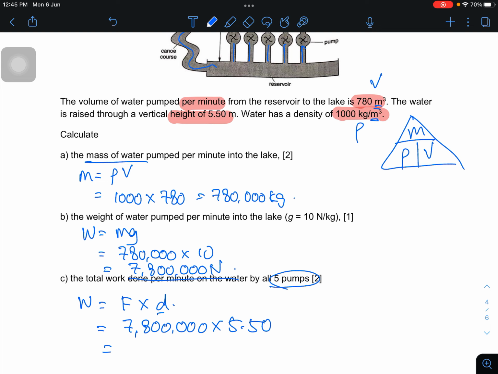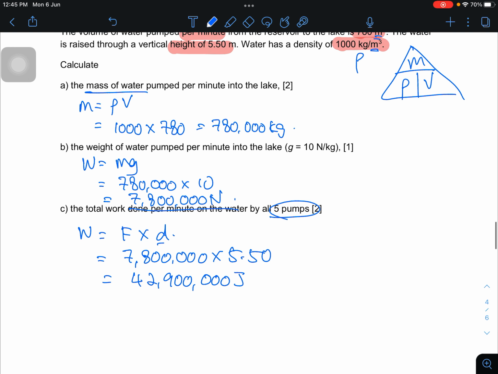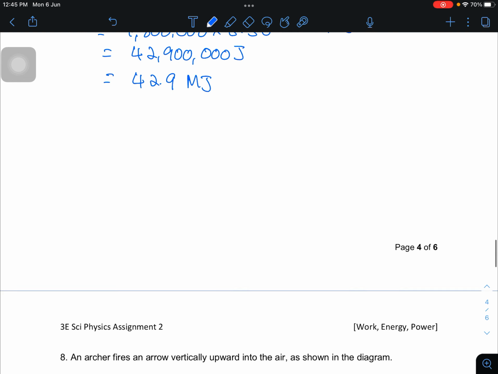Alright, times 5.5. So the answer is actually 42,900,000 joule. Be very, very prepared that for such questions, they can straight away ask you to express your answer in terms of megajoule. So just sidetrack a little. Should the question ask you to express in megajoule, 1 megajoule is 1 million, right? Since I have 42.9 million joule, this can also be expressed as 42.9 megajoule. We'll talk more about conversion when we do our revision.